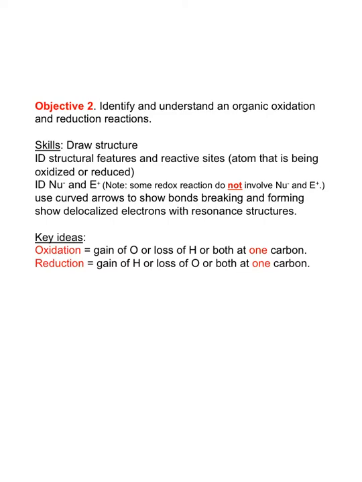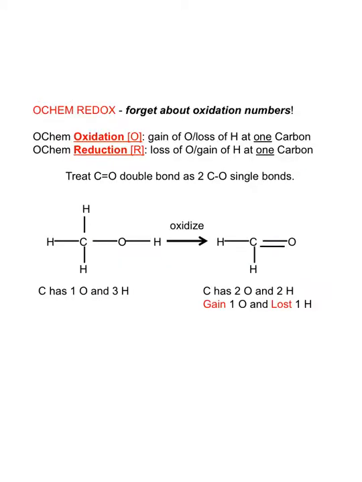Let's look at organic oxidation and reduction reactions. In general chemistry, we looked at oxidation-reduction reactions as the gain or loss of electrons. In organic oxidation-reduction reactions, forget about those electrons, look at the gain or loss of oxygen or hydrogen. For example, methanol is oxidized to formaldehyde.